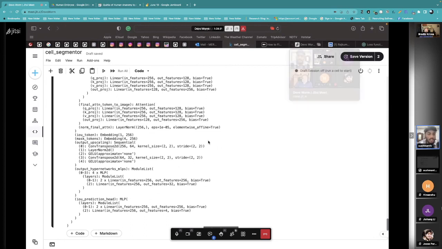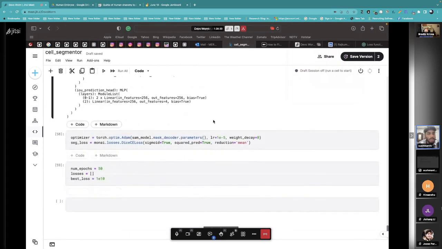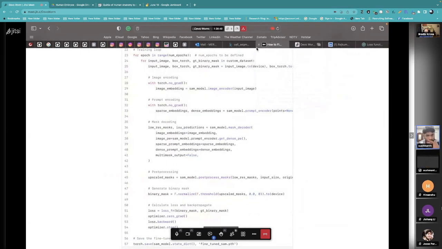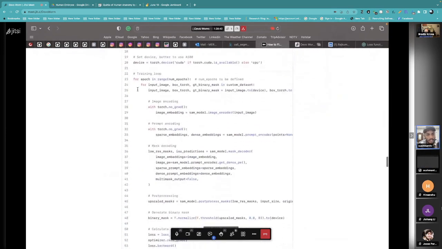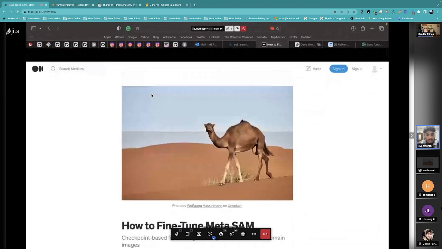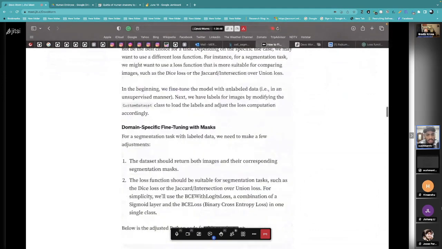Maybe I will start working on this training loop from tomorrow. I have some resources to work on, and another thing I have got. This is a resource: there is a tutorial on how to fine-tune SAM.